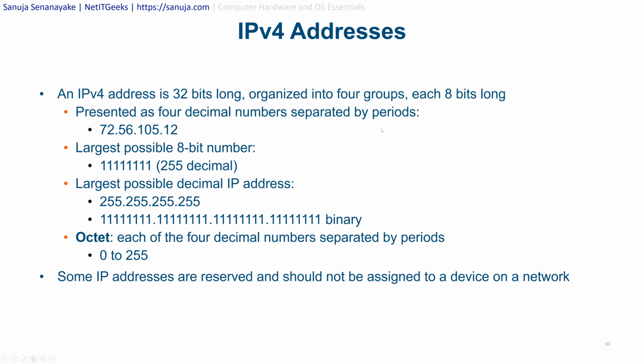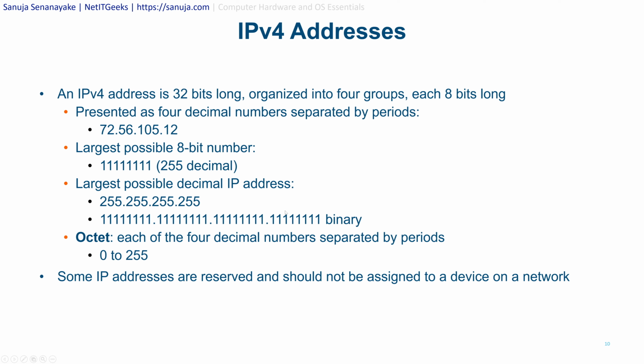In bit format, what we have here is, you can convert all these zeros into 1, and when you have those 8 bits all converted into 1, it will result in 255. That's why 255 is the maximum you can get out of one of those 8-bit locations. The largest possible decimal IP address, therefore, is going to be 255.255.255.255, which in binary, in bit format, is all ones.